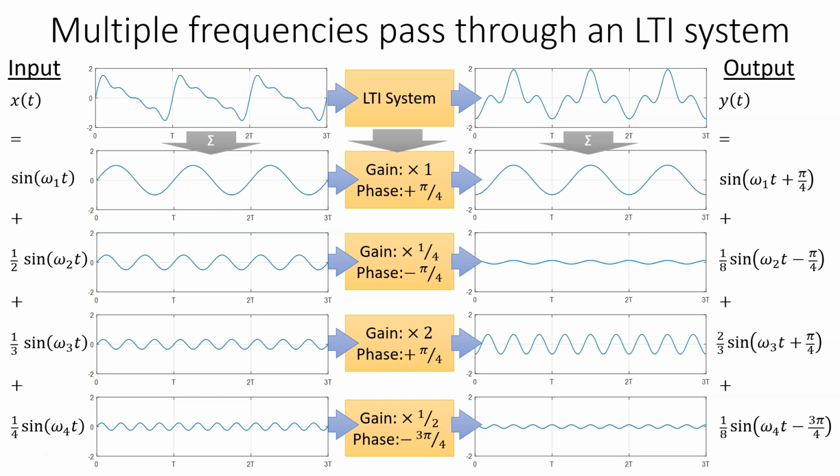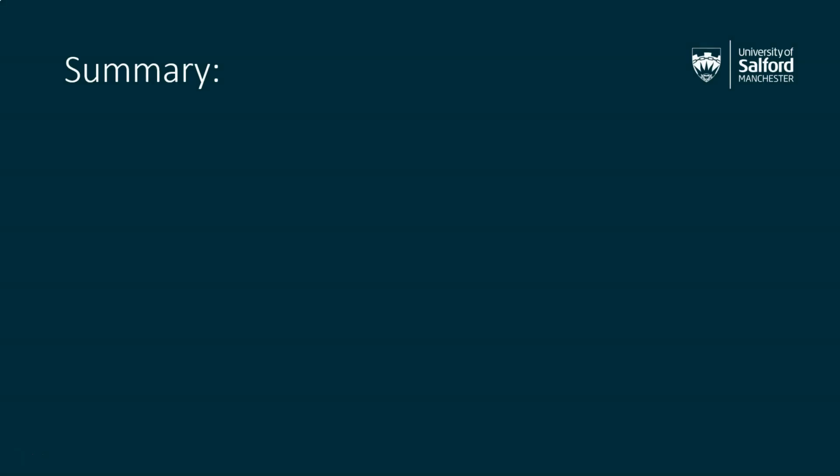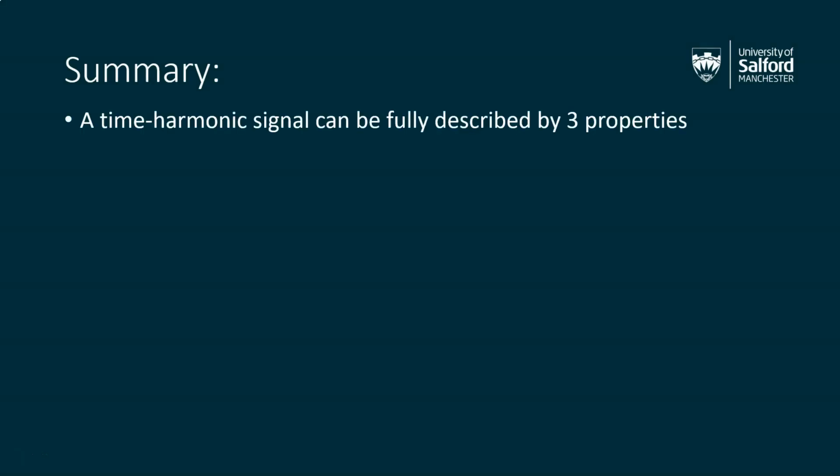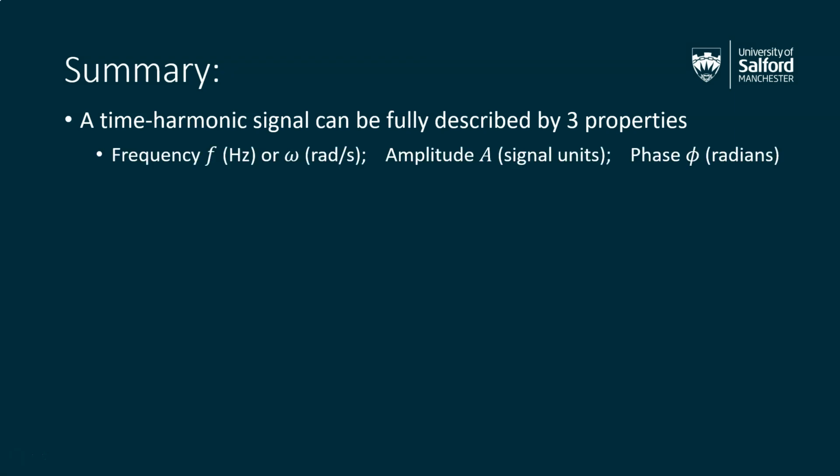So to wrap up, a time harmonic signal can be fully described by 3 properties. We have the frequency, which might be the number of cycles per second in hertz, or it could be the angular frequency omega in radians per second. We have the amplitude A, which will match the signal units, and we have the phase phi, which will be in radians.